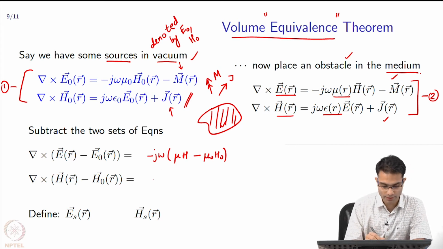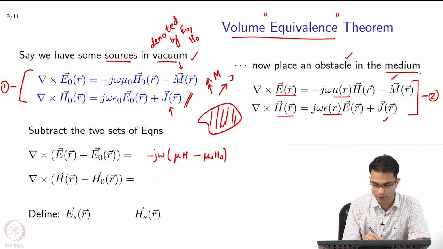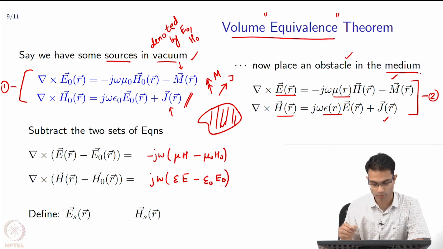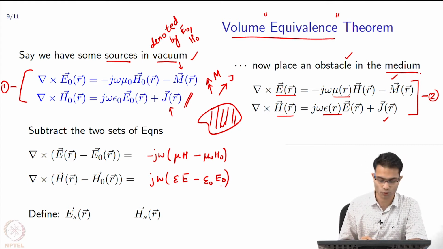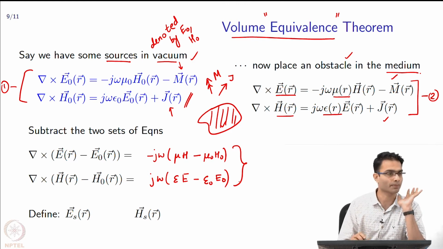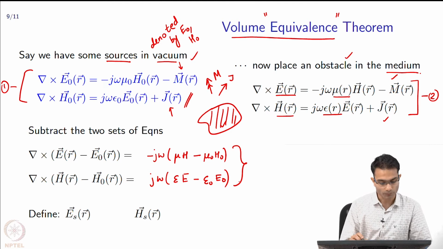I can do the same thing for the second set of equations involving the curl of H. So, I am going to get a j omega epsilon E minus epsilon naught E naught. Really simple manipulation so far. The beauty of these two equations is that you do not have any current sources, you just have the fields and the material properties, which I know.